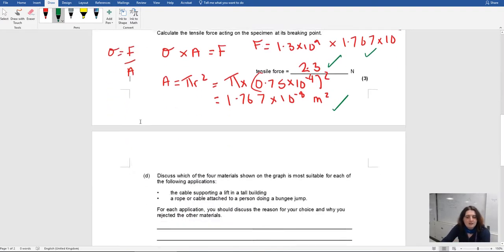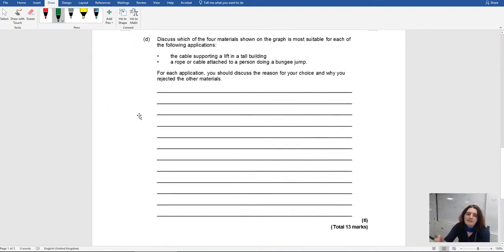Okay, so this one, discuss. Discuss questions mean that you have to talk about pros and cons, good things and bad things. Which of the 4 materials shown on the graph are the most suitable for each of these applications? The cable supporting the lift and a rope or cable doing a bungee jump. For each application, you should discuss the reason for your choice and why you have rejected other materials. So 6 marks, so I'm going to say 6 things.